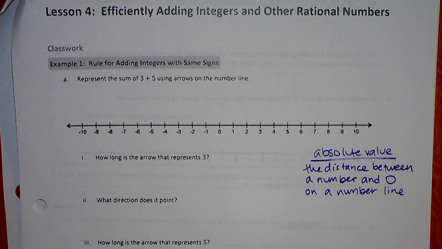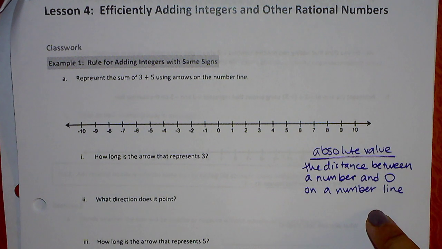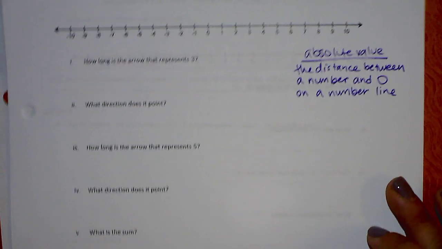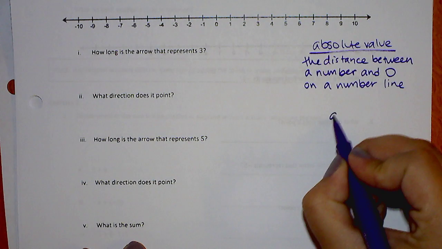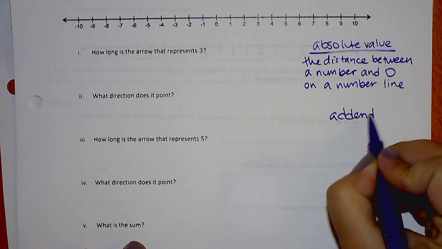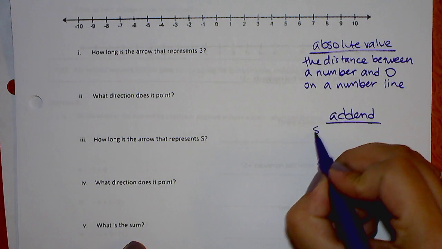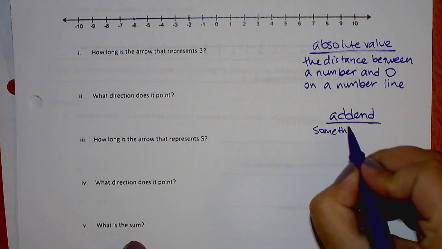All right, scholars, we were reminded that the definition of absolute value is the distance between a number and zero on a number line. Today we're also going to be using a new vocab term, addend. An addend is something that's being added.